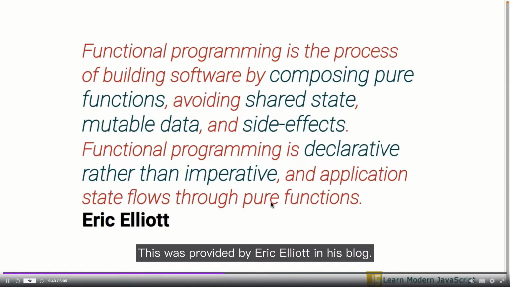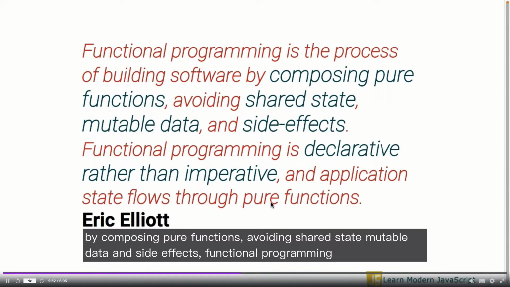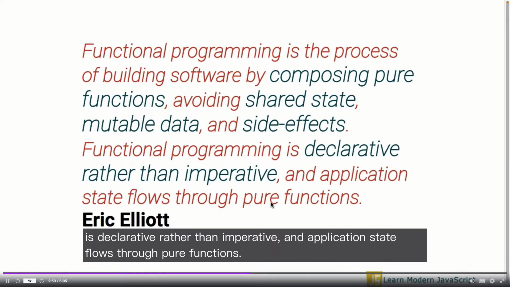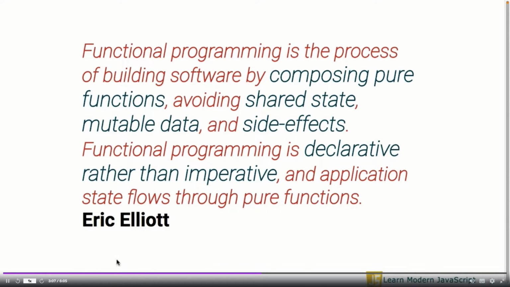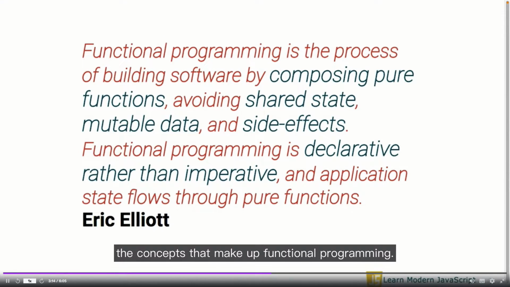This was provided by Eric Elliott in his blog. And he defines functional programming this way. Functional programming is the process of building software by composing pure functions, avoiding shared state, mutable data, and side effects. Functional programming is declarative rather than imperative, and application state flows through pure functions. Now, the problem with this definition is it defines functional programming assuming you already know the concepts that make up functional programming.